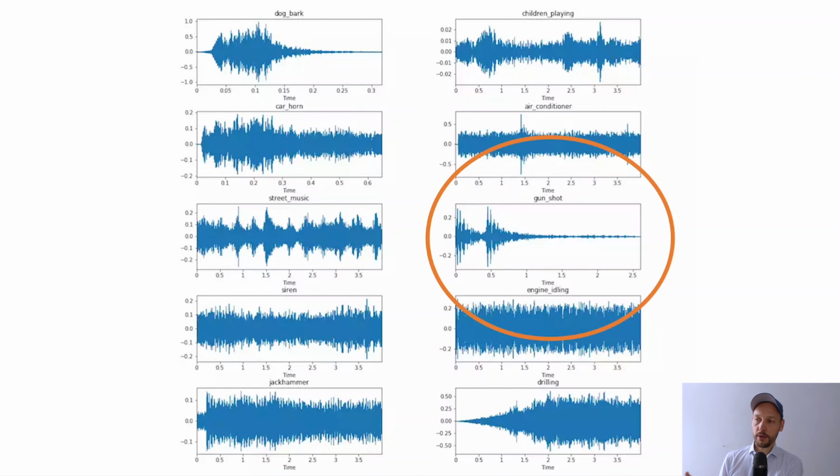So time-based domain features are pretty good for gunshot detection. But if we look at other signals, so if you compare, for example, a jackhammer here with a siren, it's pretty similar. Or also, let's see, an air conditioner with children playing. Depending on how the specific case is, it might look very, very similar. So we need something more complex.